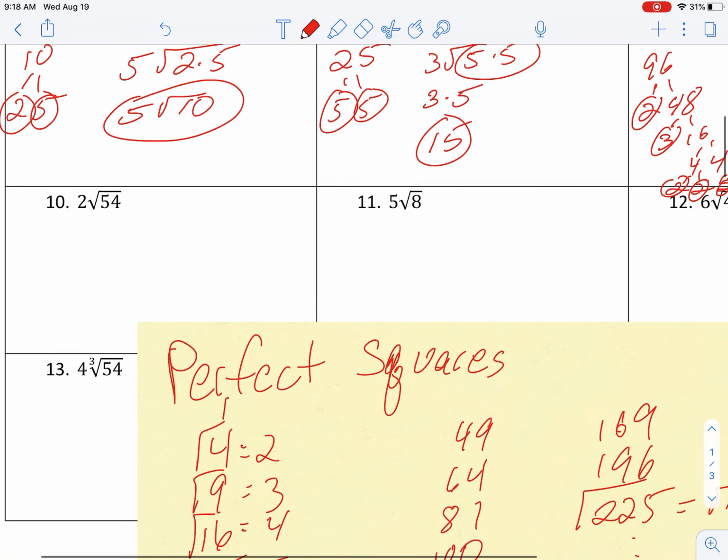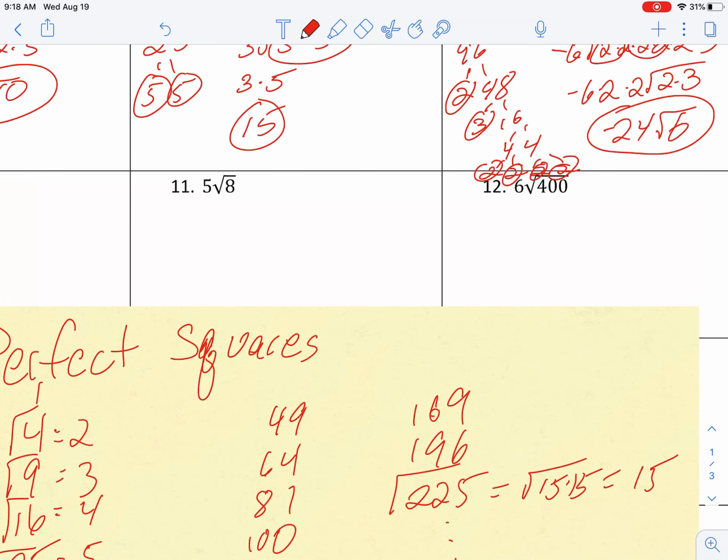Okay, the next 2 examples, 10, 11, you try it on your own. I'm going to just put an answer there, but I will not make a video for that.